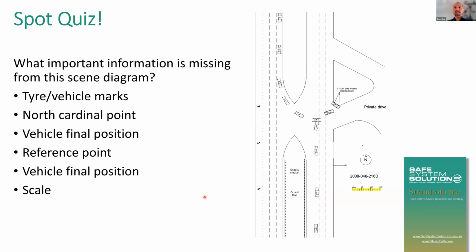Okay, another spot quiz here. The question is, what important information is missing from this scene diagram? This goes back to a few minutes ago, to keep you on the ball. The potential answers are tire/vehicle marks, north cardinal point, vehicle final position, reference point, or scale. So the question is, what important information is missing from the scene diagram? I've popped the poll up, and we'll give people a second to have a look at that.